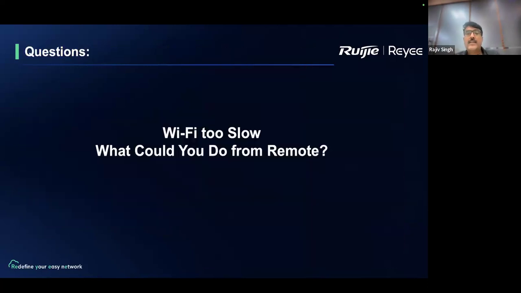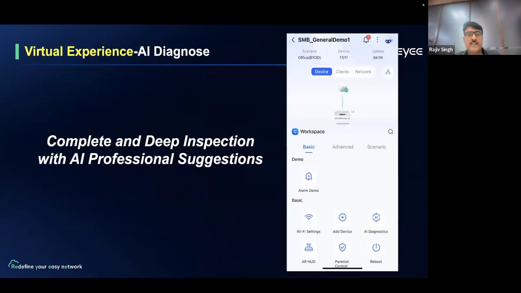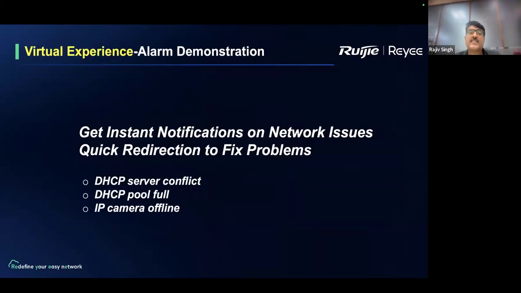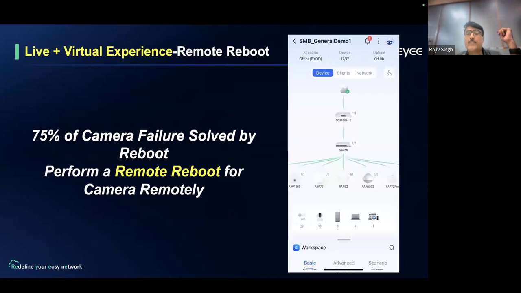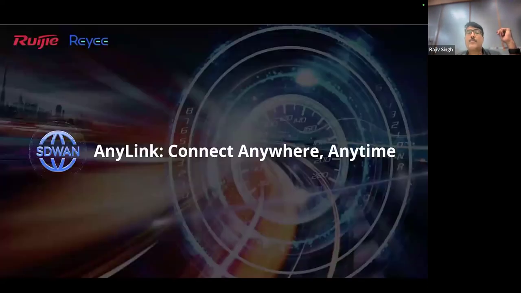Okay, the Wi-Fi optimization is done, diagnostics is done. Now alarms. You can set an alarm in case your camera or your device is giving trouble. You will get an email notification and a website notification. Remote reboot I have already shown you. Now come to the SD-WAN.